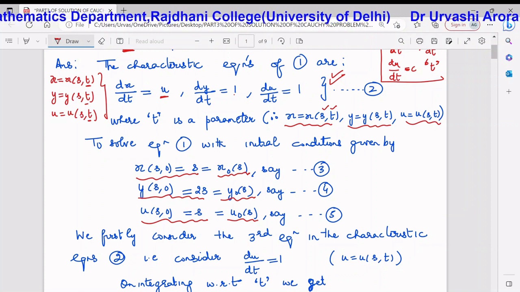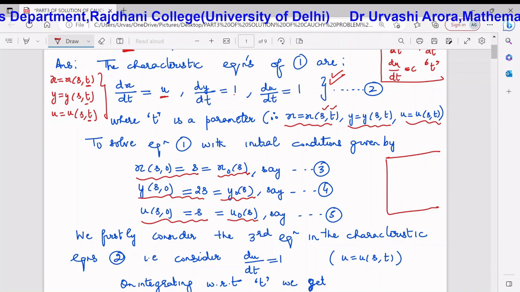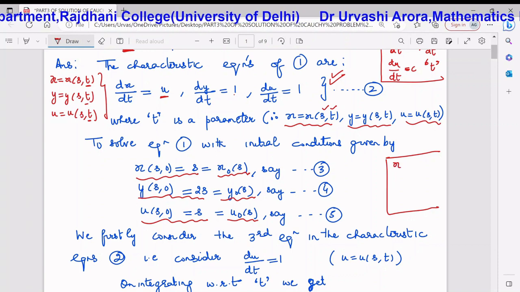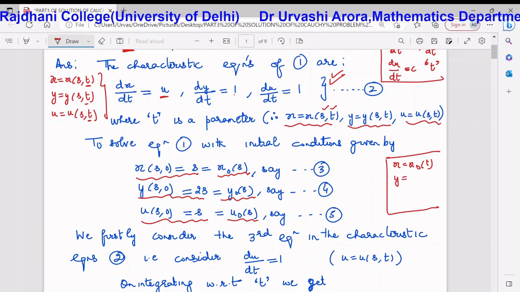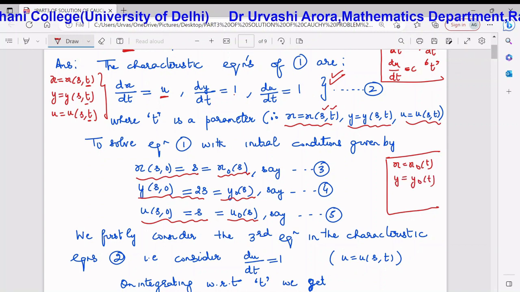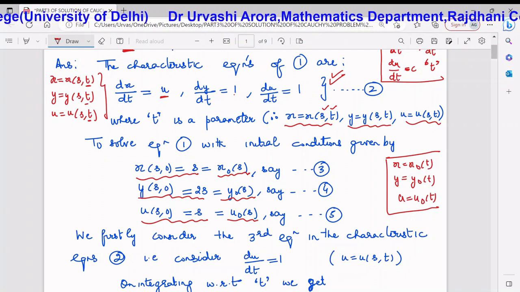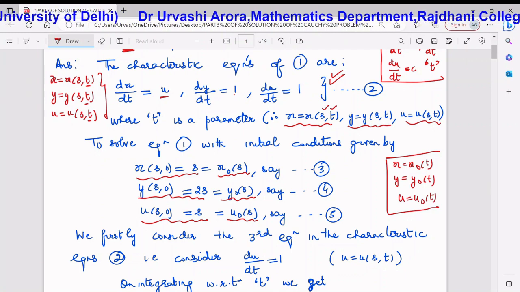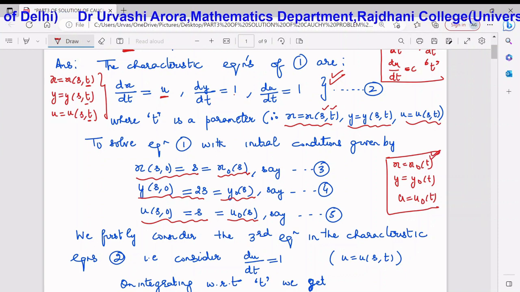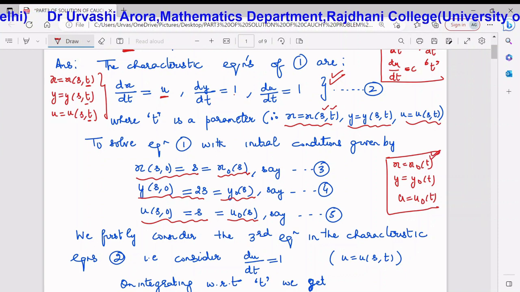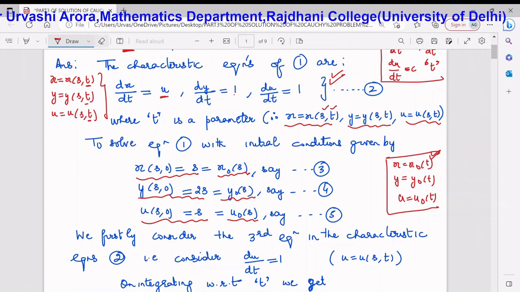The only difference is that in this particular lecture I have told you that we wrote the initial conditions in the form x is equal to x naught t, y is equal to y naught t, and the initial data in the form u is equal to u naught t, where t is a parameter. The only difference in this question is that instead of t, the parameter which is occurring in the question is s, and the second parameter t comes from the characteristic equations.